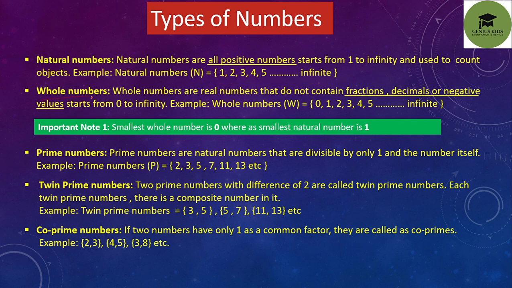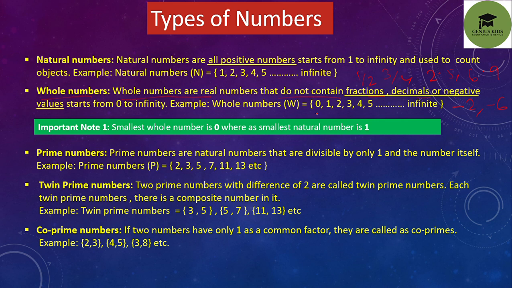Next one is the whole numbers. Whole numbers are the real numbers that do not contain any fractions, decimals or negative values, and start from 0 to infinity. What do we mean by fractions? A fraction may be 1 by 2 or 3 by 4. Decimals may be 2.5 or 6.9. Negative means -2, -6, anything. So the numbers that are real numbers and do not contain fractions, decimals or negative values, and start from 0 to infinity, are called whole numbers.